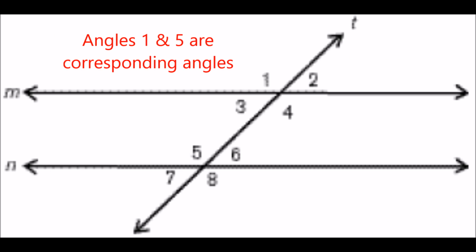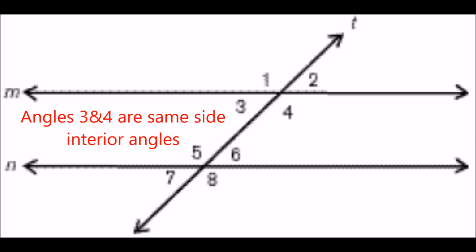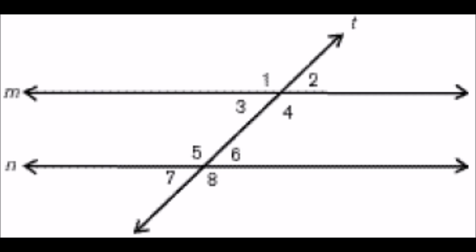Angles 1 and 5 are corresponding angles since they have corresponding positions on the same side of the transversal. Other pairs of corresponding angles are 2 and 6, 3 and 7, and 4 and 8. Angles 3 and 4 are called same-side interior angles since they are two interior angles on the same side of a transversal. Angles 5 and 6 are also called same-side interior angles.